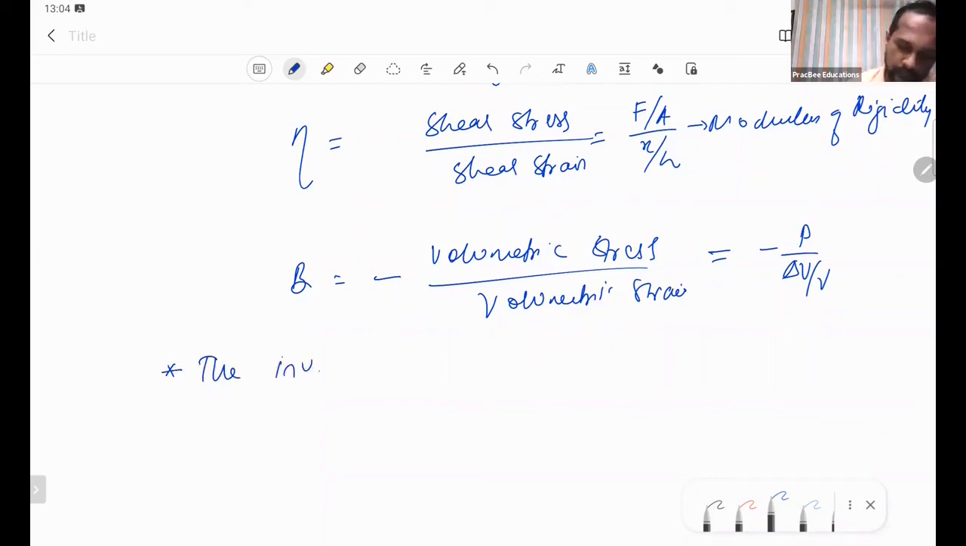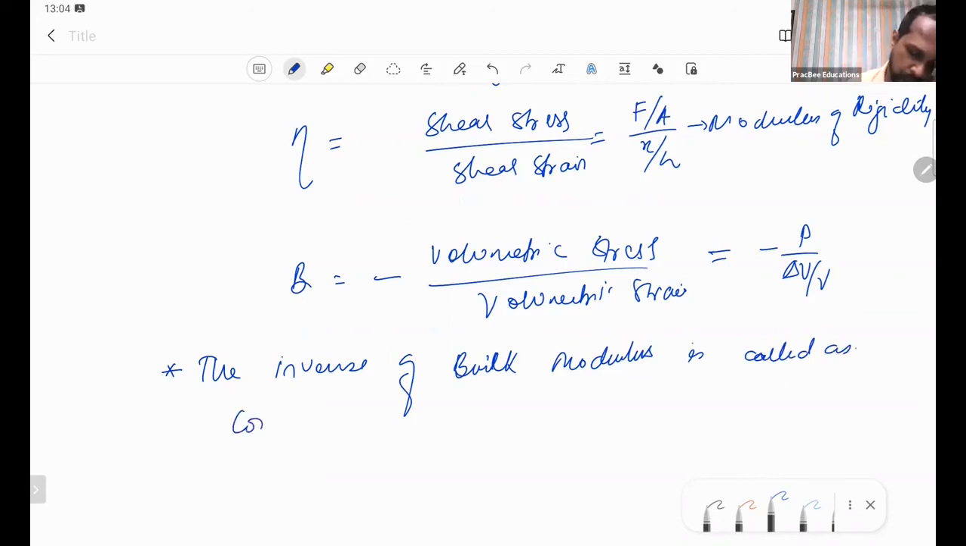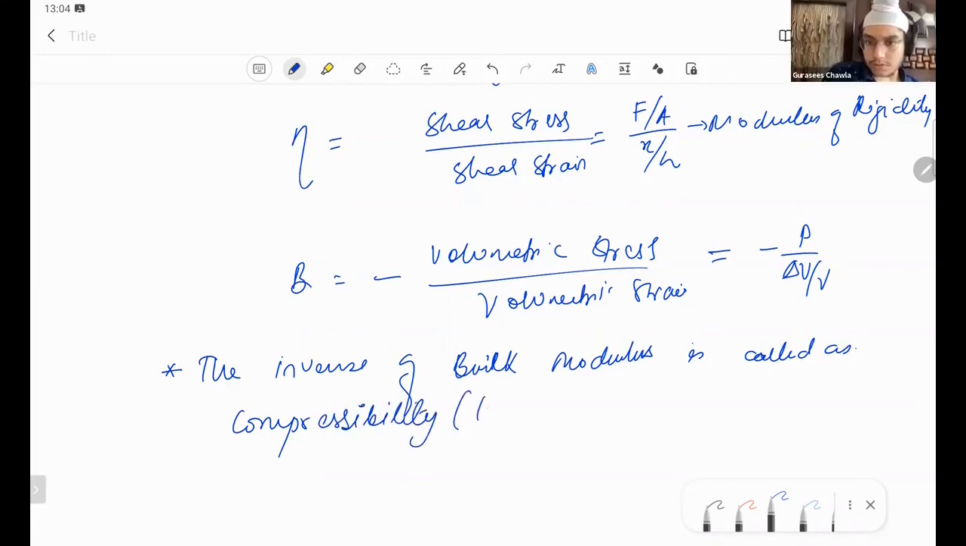The inverse of bulk modulus is called compressibility. Bulk modulus, okay. ठीक है. बल्क मॉडुलस का जो रिवर्स होता है वो कंप्रेसिबिलिटी कहते हैं. मतलब वॉल्यूमेट्रिक स्ट्रेन बाय स्ट्रेस, मतलब पर यूनिट स्ट्रेस के लिए कितना स्ट्रेन हो रहा है, that tells us about the compressibility, कि कितना easily compress किया जा सकता है. ठीक है.